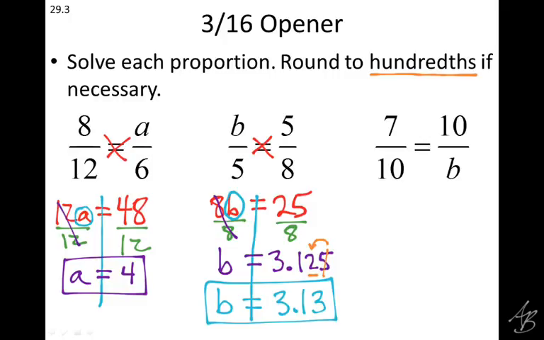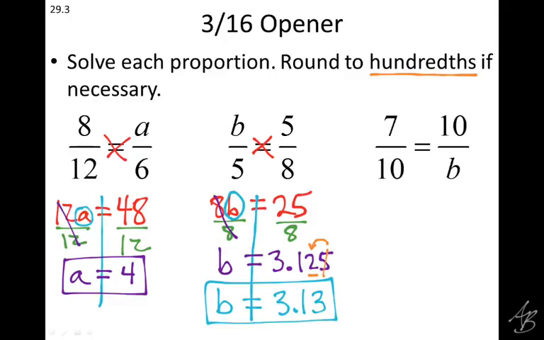All right, this is something we might have to do if we're doing like money. We need dollars and cents. It wouldn't make sense to say $3.125, so we would have to round that and we'd get $3.13. All right, how about the last one? That was supposed to be a C there, but we'll go ahead and solve it with the B. Who's going to help me with that one?